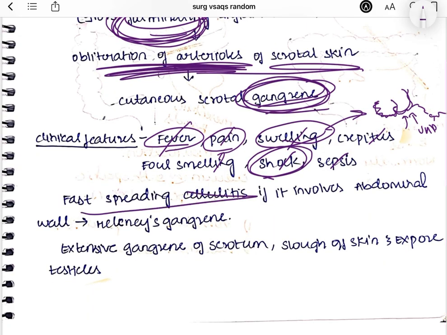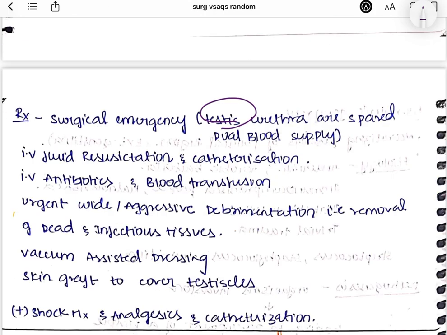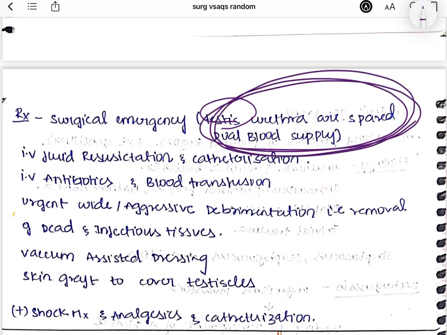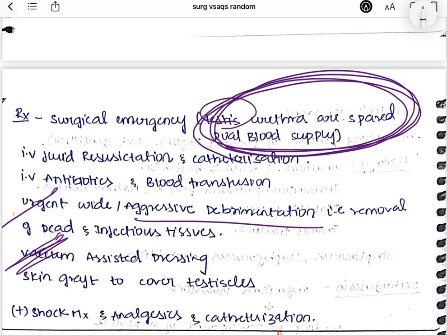It is a fast spreading cellulitis. If it is involving the abdominal wall, it is called Meleney's gangrene. It's an important point to remember. Testis and urethra are spared because of their dual blood supply, but the skin over the testis, the skin of the scrotum, is removed by aggressive debridement, which is followed by vacuum assisted dressing and a skin graft to cover the testicles.